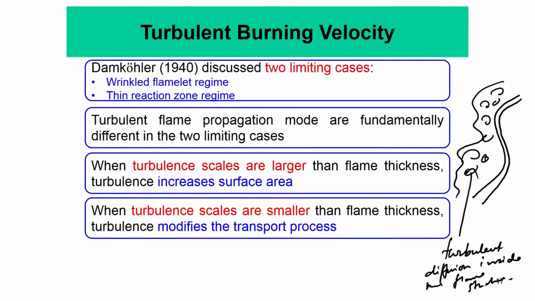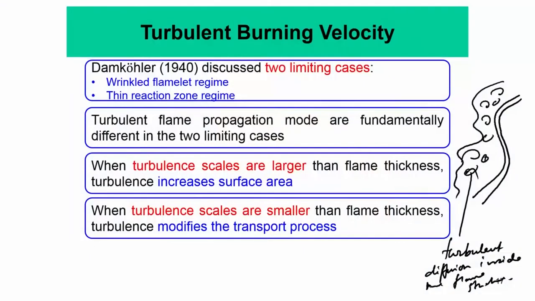Okay, so that is one possibility. Of course, when you look into this in a statistical way, if you can convert these different flame structures into a statistical 1D structure, then also you will see that this turbulent diffusion will play a major role in controlling the diffusive processes inside the preheat zone of this turbulent premixed flame.